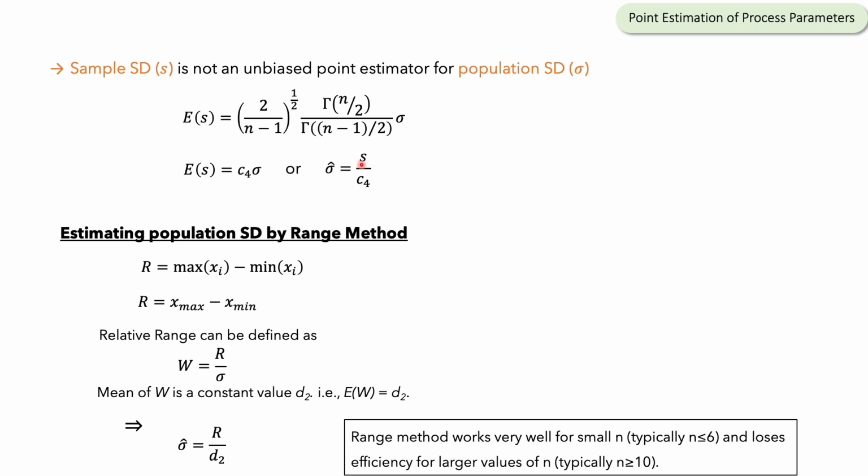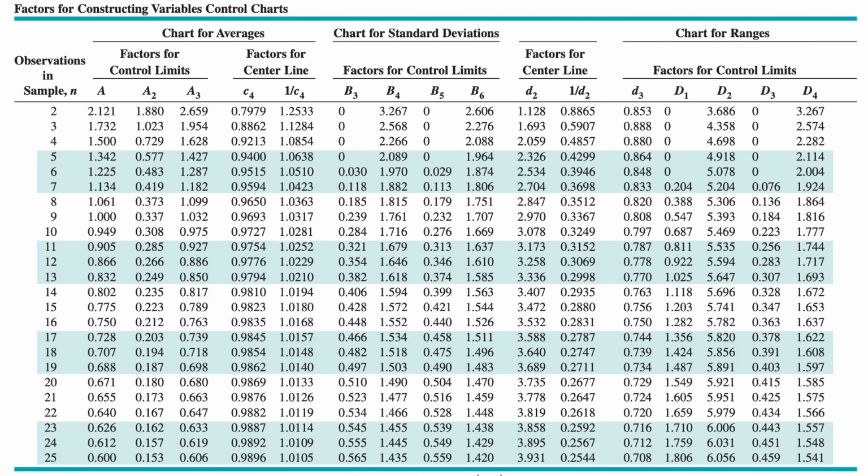However, here we are using the standard deviation of the sample, and here we are using the range of the sample. The values of C4 and D2 can be obtained from this table here. This is the column for C4 and this is the column for D2, with the number of observations in one sample, and it is valid for 2 until 25. So when n is greater than or equal to 2 and less than or equal to 25, we can get the values of C4 and D2 from this table. That's all for this section.